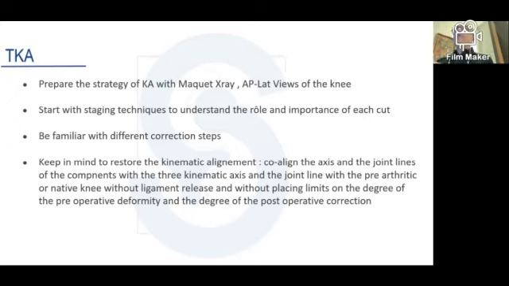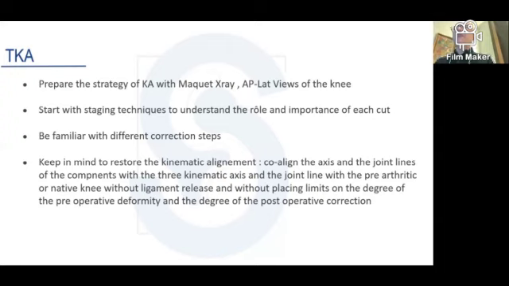You need a pre-op X-ray, AP and lateral view of the knee. Start with the staging technique to understand the role and importance of each stage. Be familiar with the different correction steps, and keep in mind to restore the kinematic alignment. You have to co-align the axis and joint line of the components with the 3 kinematic axes and the joint line of the pre-arthritic or native knee, without ligament release and without placing limits on the degree of preoperative deformity and the degree of postoperative correction.